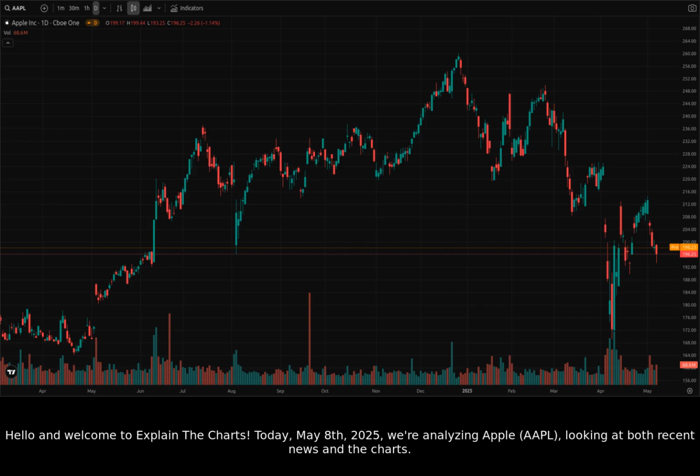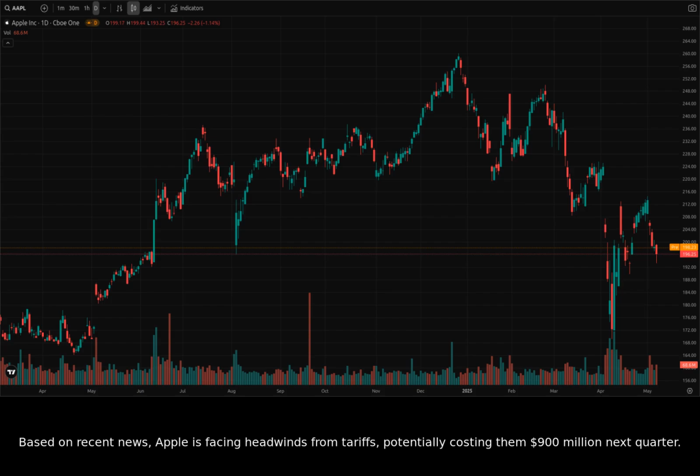Today, May 8th, 2025, we're analyzing Apple, AAPL, looking at both recent news and the charts. Based on recent news, Apple is facing headwinds from tariffs, potentially costing them $900 million next quarter. Analysts are mixed, with some predicting a rebound to $250, while others see slower iPhone revenue growth. Additionally, there's concern about declining search queries in Safari and the potential impact of AI search.